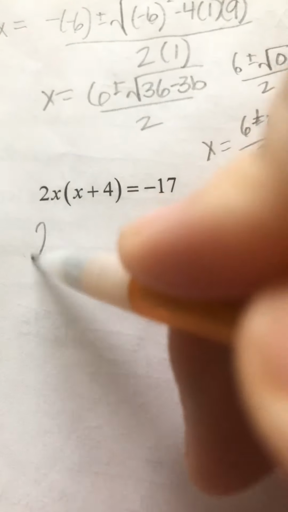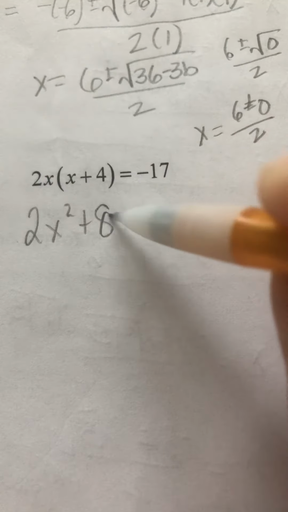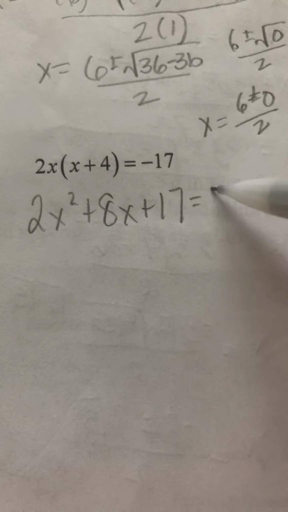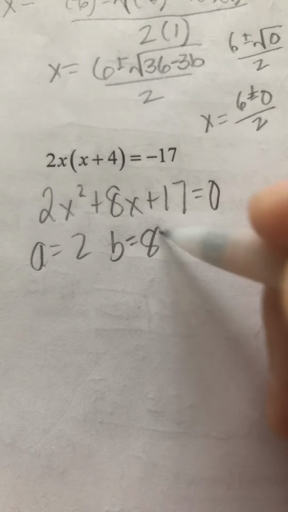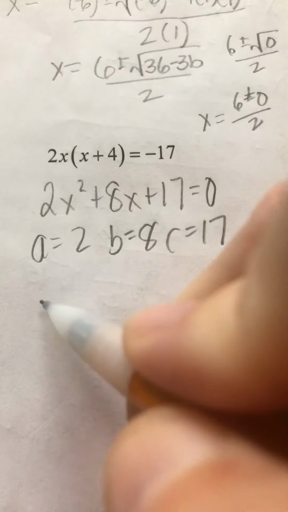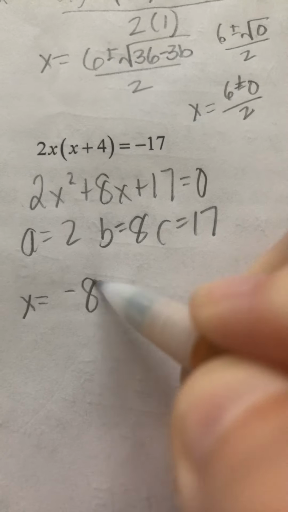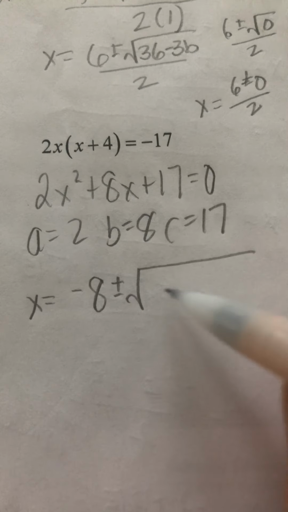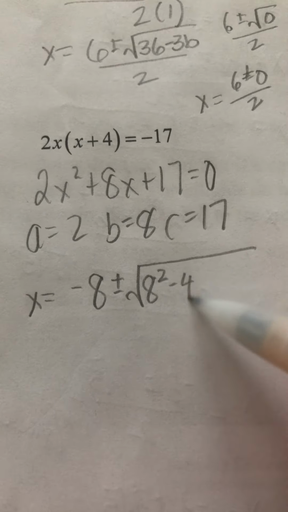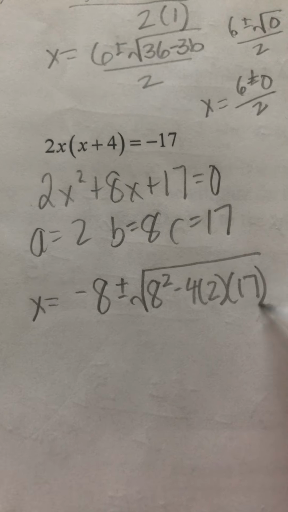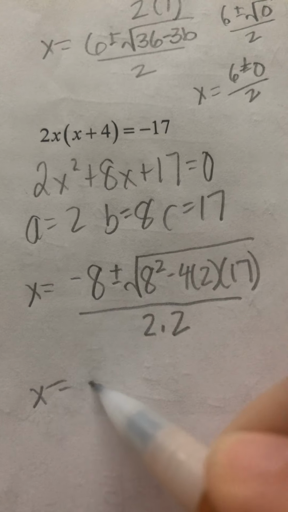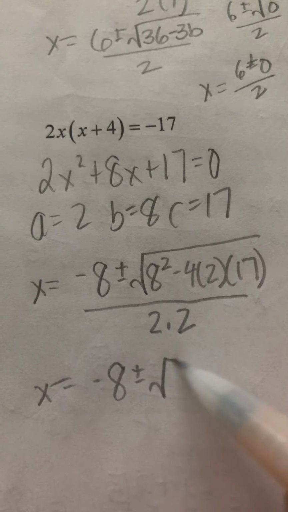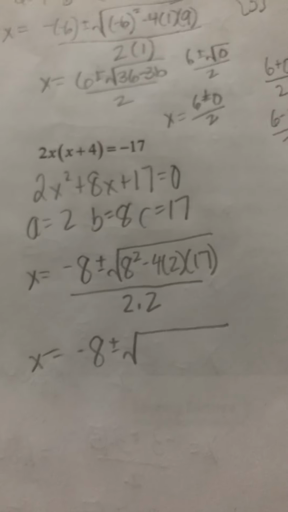All right, next couple. 2x squared plus 8x plus 17. I combined a couple steps there. A equals 2, B equals 8, C equals 17. X equals negative B, or the opposite of B, plus or minus the square root of 8 squared minus 4 times 2 times 17, all over 2 times 2. Okay, so you can do everything under the radical all in one step in the calculator.